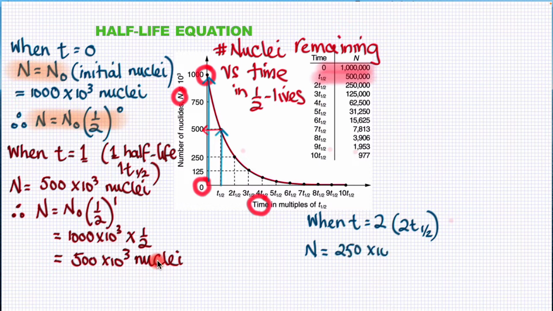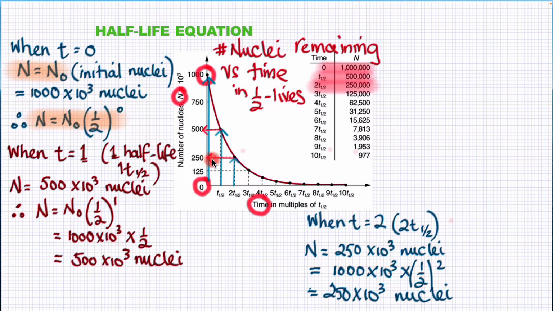Let's do one more. When we take the next half-life, which is the second half-life, and we go to the graph, we see that there are 250 nuclei remaining. So keep in mind this is from data that has been collected using something like a Geiger counter, which measures the rate of decay. So when t equals 2, that's the second half-life. Our number of nuclei remaining is 250 by 10 to the 3.